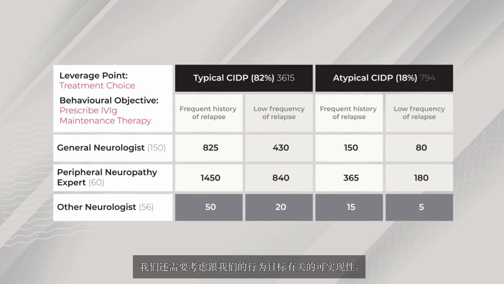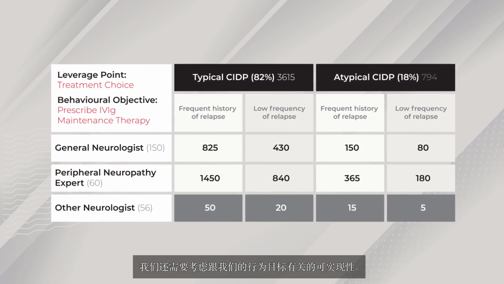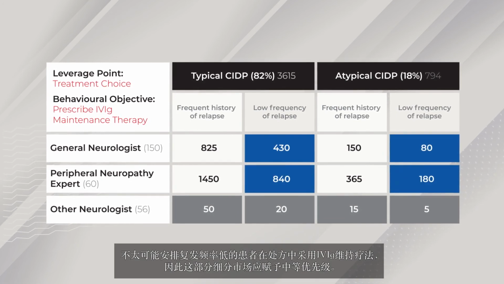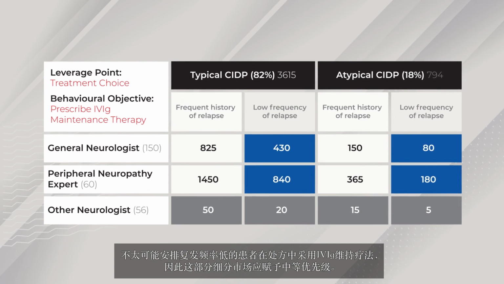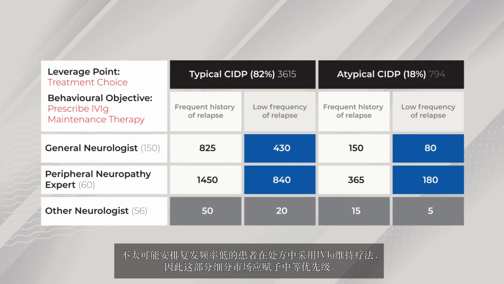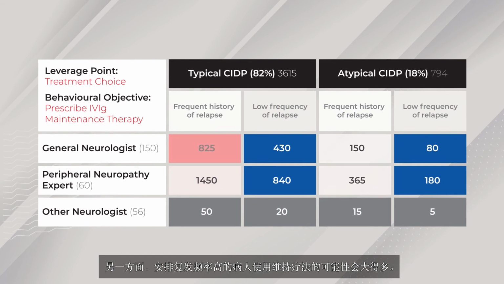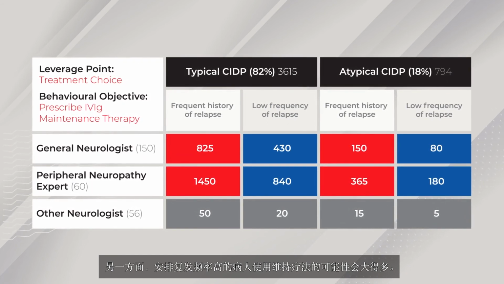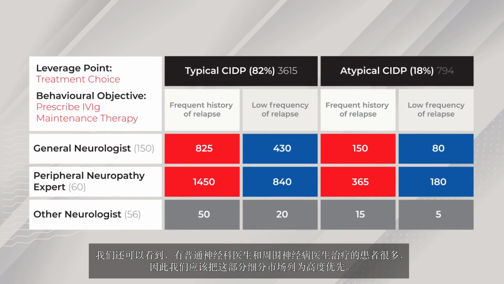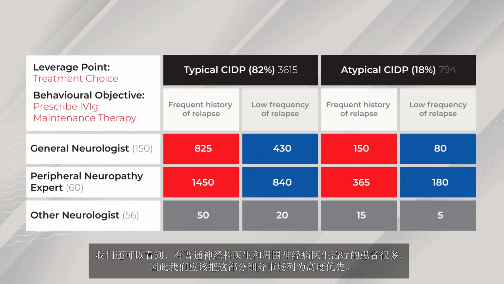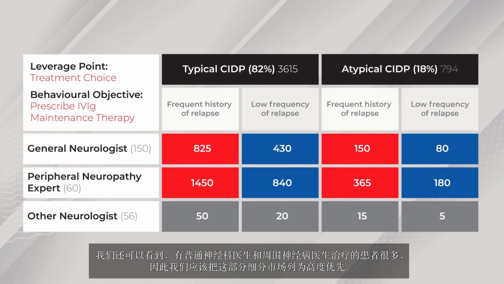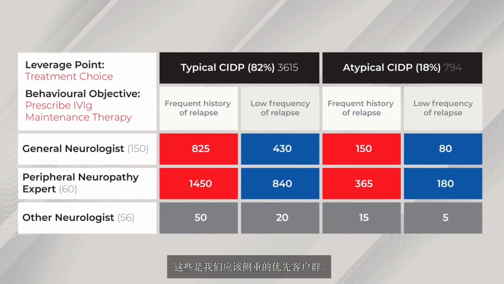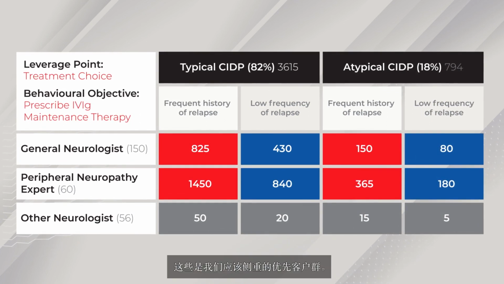We also need to think about what is achievable in relation to our behavioural objective. Patients with low frequency of relapse are less likely to be prescribed an IVIG maintenance therapy, and thus these segments should be assigned a medium priority. On the other hand, patients with a high frequency of relapse are much more likely to be prescribed a maintenance therapy. We can also see significant patient numbers being treated by general neurologists and peripheral neuropathy experts, so we should assign these segments a high priority. These are the prioritized customer segments we should focus on.